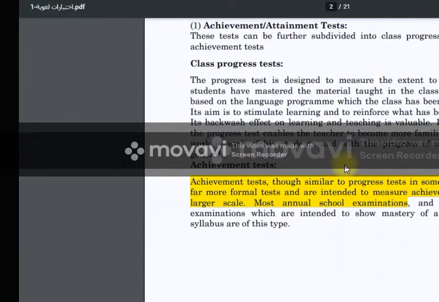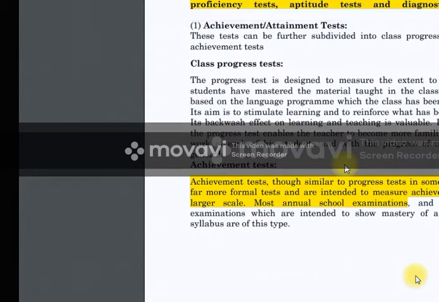Proficiency test is important to measure students' general language abilities. You might see that it is the same as the achievement test, but I will prove that it is not the same. Achievement test is related to a specific course.